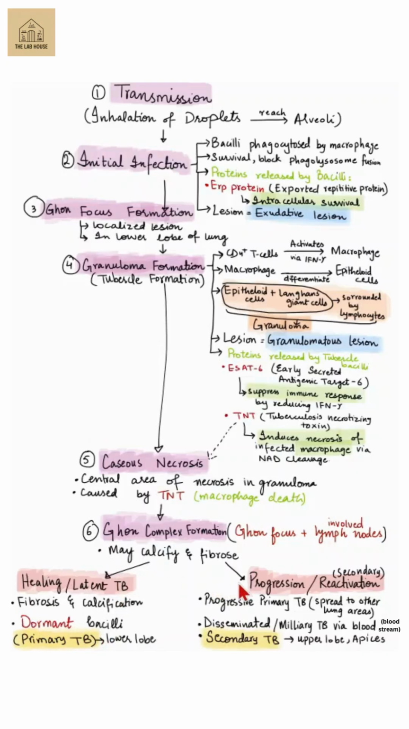But later in life, when the person is immunocompromised, the Ghon complex ruptures, and from the area of caseating necrosis the bacteria will spread. This causes progression and reactivation, secondary TB. Progressive primary TB spreads to other areas of the lungs. It can cause disseminated or miliary TB via the blood. This is known as secondary TB infection, which occurs in the upper lobe and the apices of the lung, whereas primary TB occurs in the lower lobe of the lung.